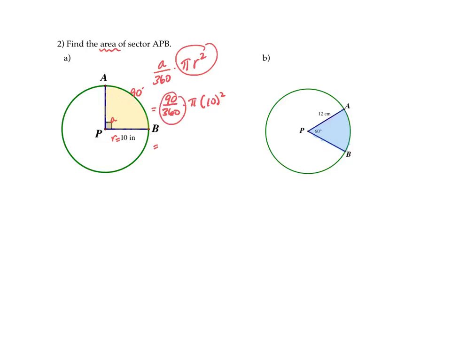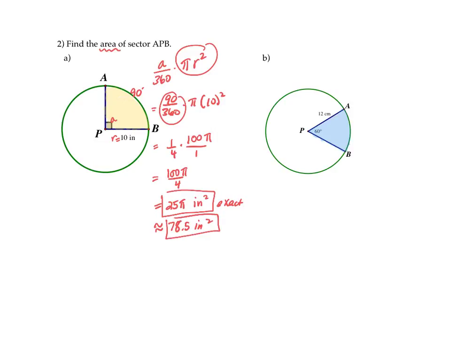90 over 360 reduces to 1/4. Can you see that it's 1/4 of the way shaded? Pi times 10 squared will simplify to 100 pi, because 10 squared is 100. Put it over 1. Multiply your fractions to get 100 pi over 4, which is 25 pi. Okay, the approximation then, once you multiply 25 times pi, is going to be around 78.5. I forgot to mention this should be in square inches. So this is exact in terms of pi, and this is the approximation.